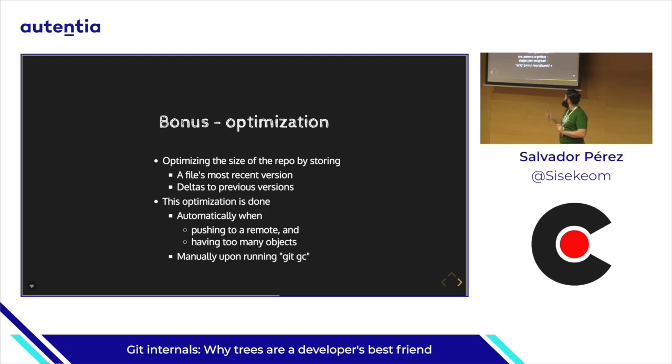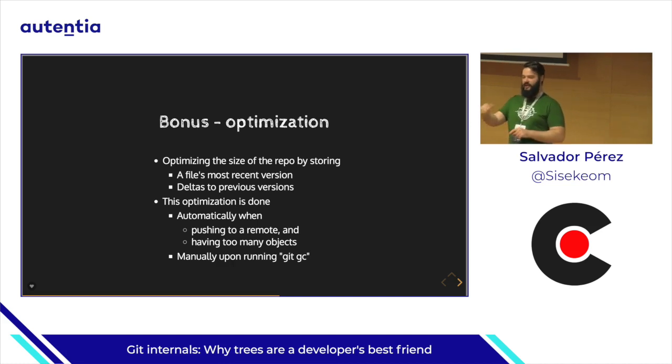And finally, the pack files. This is what I told you about before: the ones containing the last snapshot of an object and deltas to the previous ones. Git will do this automatically every time you push, if I recall correctly, and every time you do a git gc. For those of you that don't know what gc is, when you run git gc, Git will sweep over all the objects you have in your .git directory and check, is this object still referenced? No, then I'll delete it.